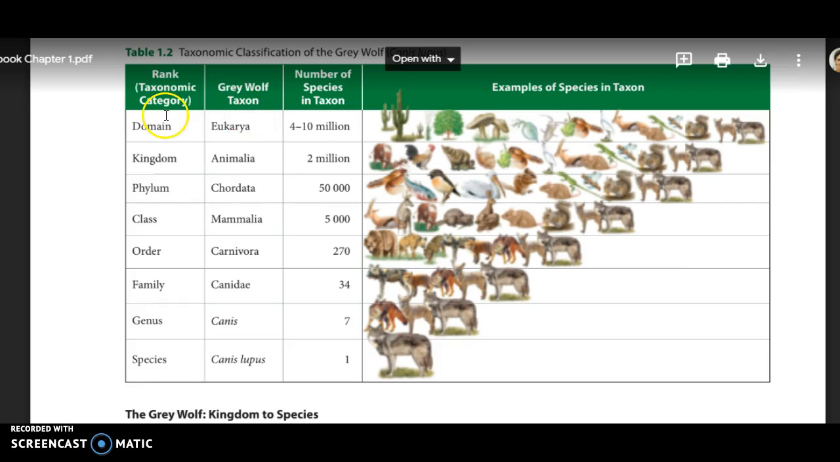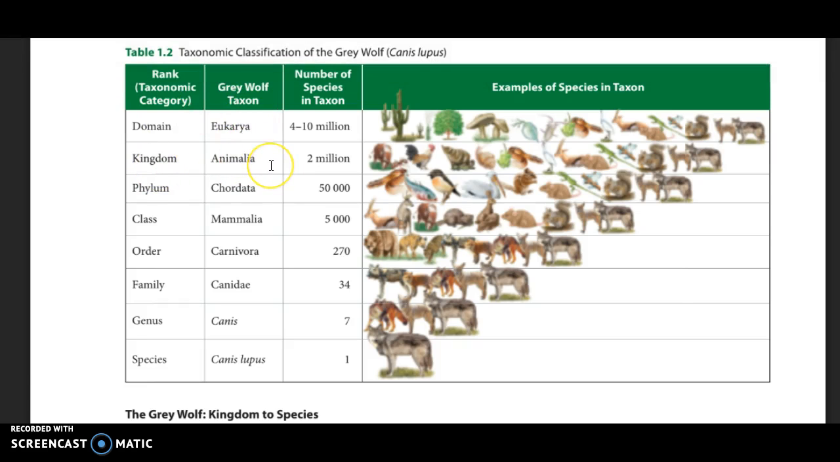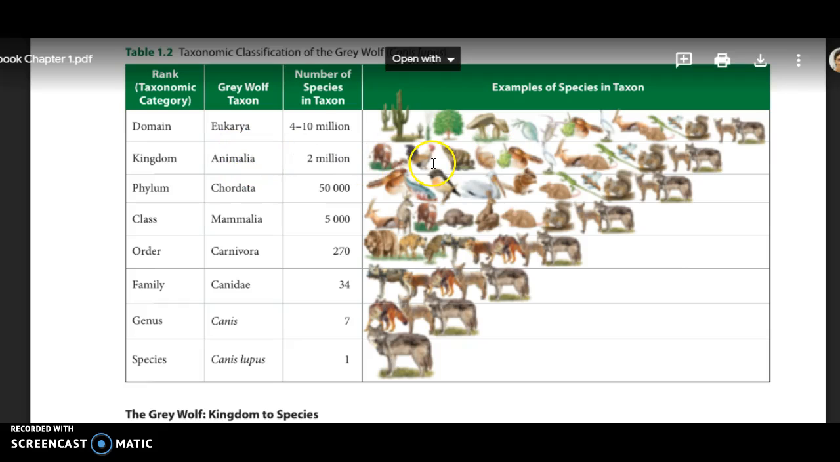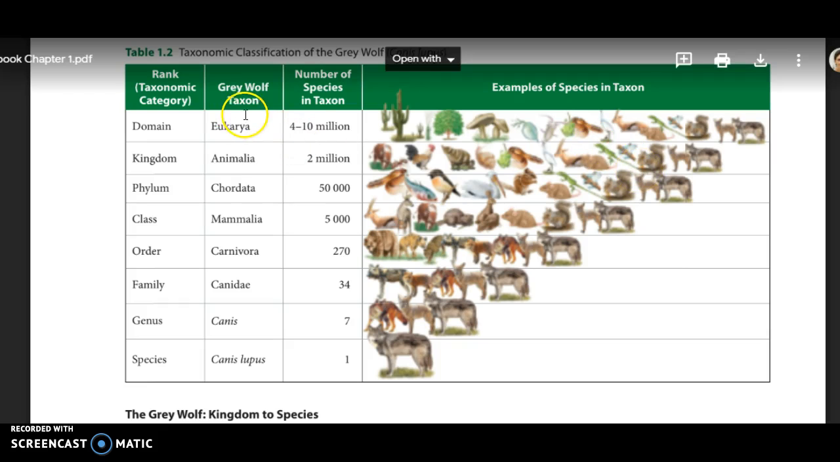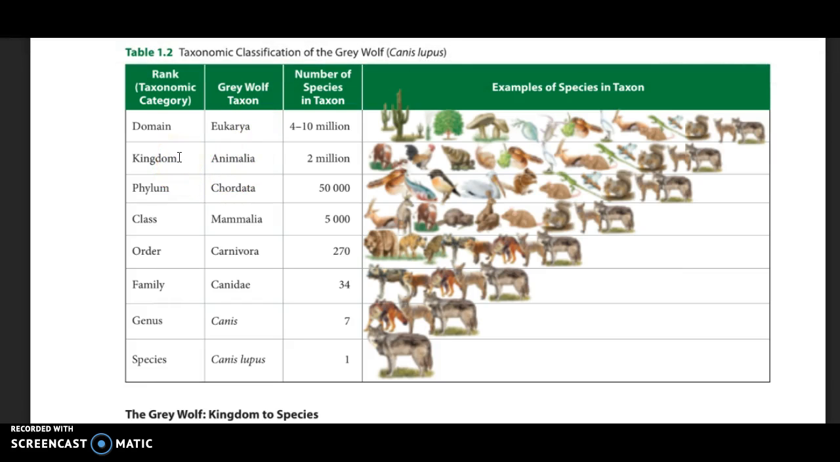But then we can further classify and say, well, this gray wolf is in kingdom Animalia, right? A gray wolf is an animal, and approximately 2 million species belong to kingdom Animalia. We have chickens, squirrels, it looks like some kind of lizard here, and so on and so forth. So as we move on to the different ranks, we see we're getting more and more specific.